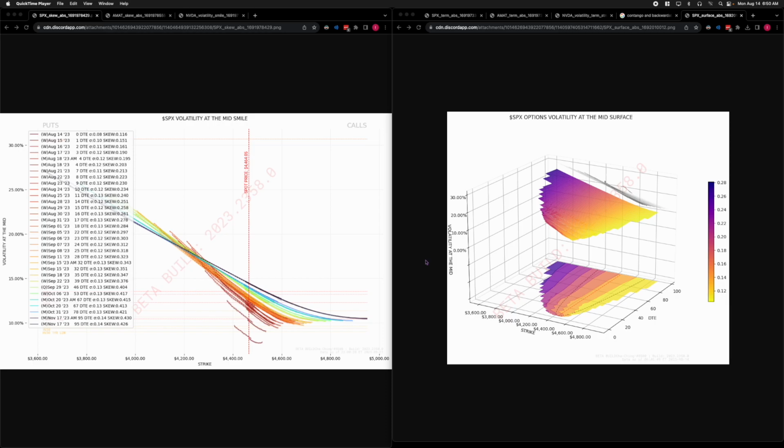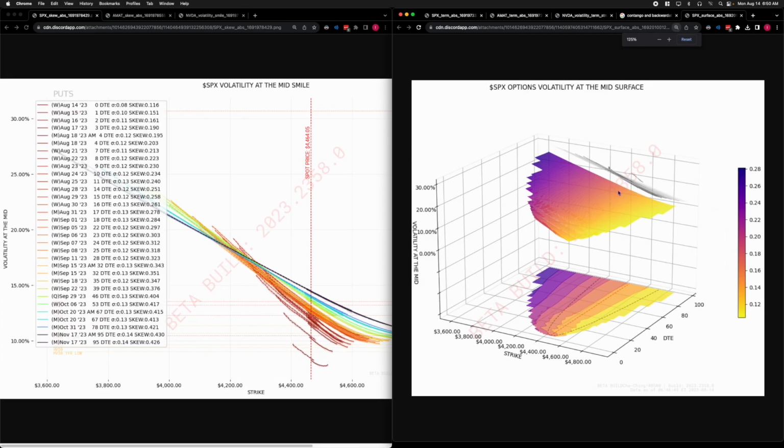But the main place I wanted to start, just to convey how complicated some of this stuff is, is this SPX options surface, which I have here on the right. And actually, let me zoom in a little bit, which is kind of cool. I can zoom in on both at the same time. But just so that we all are looking at the same thing, right?